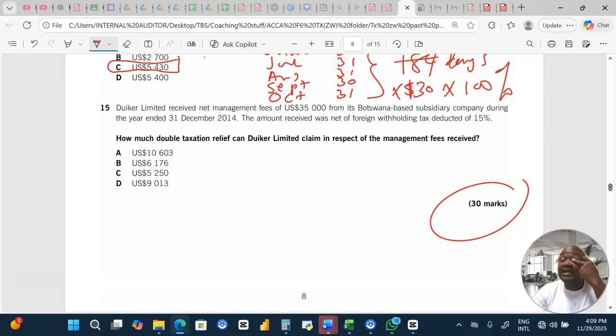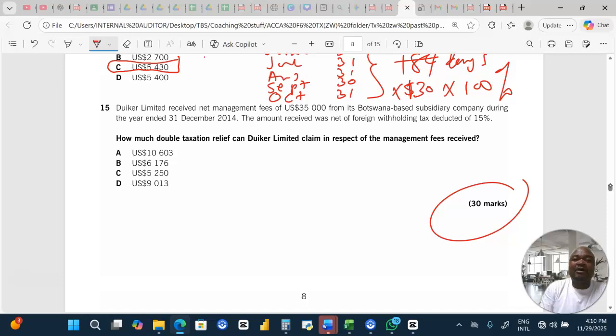Like I said, the relief is the lesser of the two tax rates. The lesser of the two should be the relief. So in this case, if the Botswana rate is lower, then the relief should be the amount payable using that lower rate. So let us do the computation so that you see what I'm talking about.